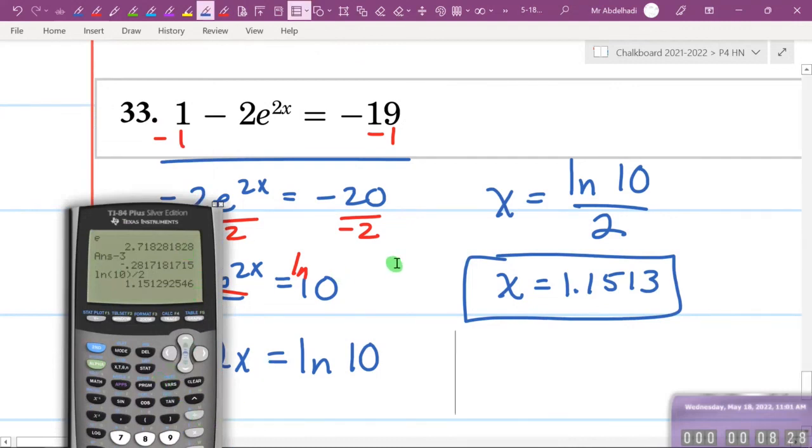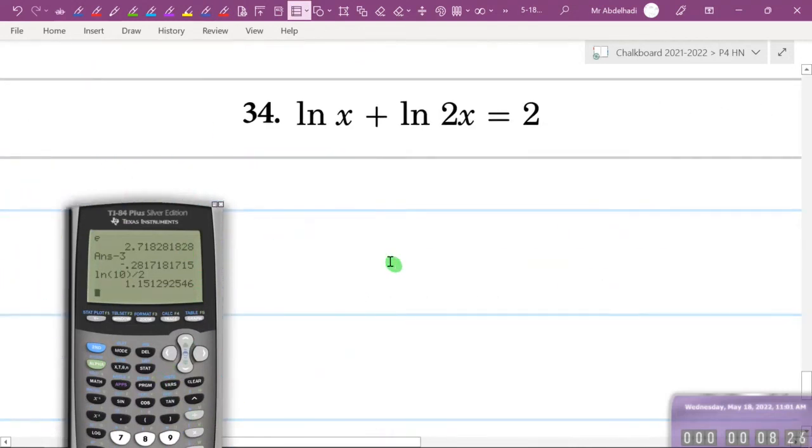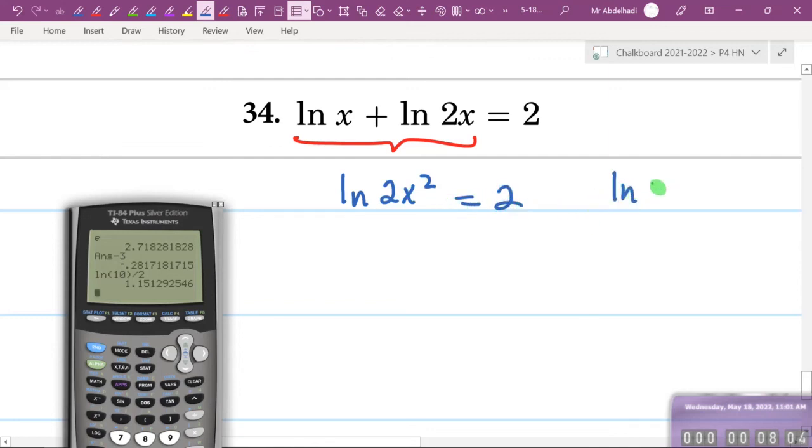And the last one in the honor section, this one right here. So you want to solve this equation here. You got two logs. You're going to have to combine them using the product property, right? So this becomes ln whatever x times 2x is. That's 2x squared equals 2. Now, once again, there's two ways to do this. And I'll show you both ways.